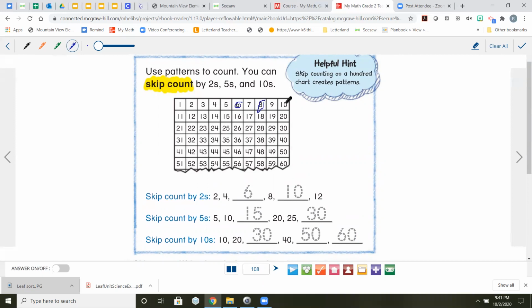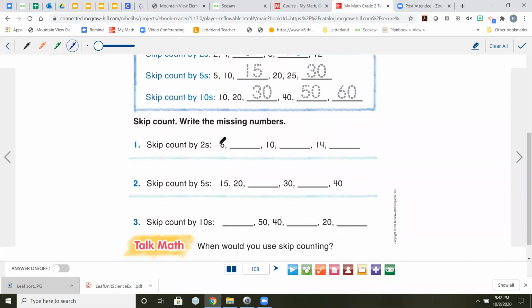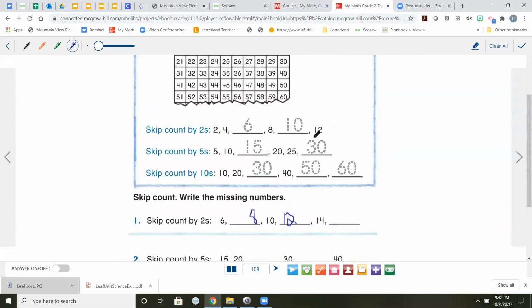Skip 1, go to the next one. So 6, 8, 10, and then we kind of cheat a little bit and look right here. Oh, there's 6, 8, 10, and what would be the next one? 12. So 6, 8 was missing, 10, 12, and then they say 13, and we skip 13 and do 14.